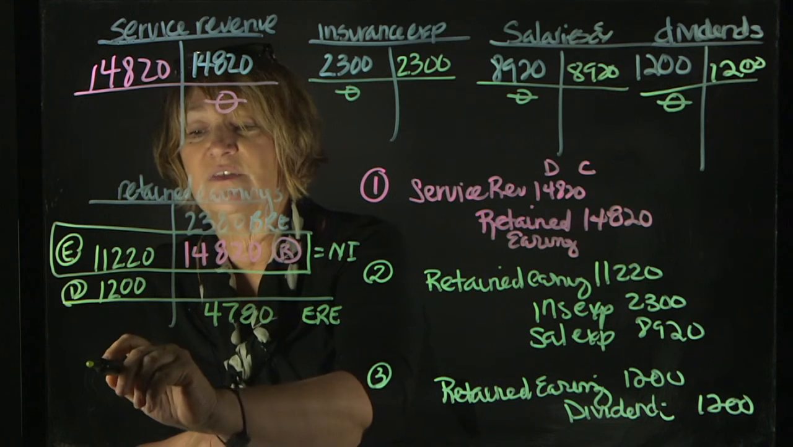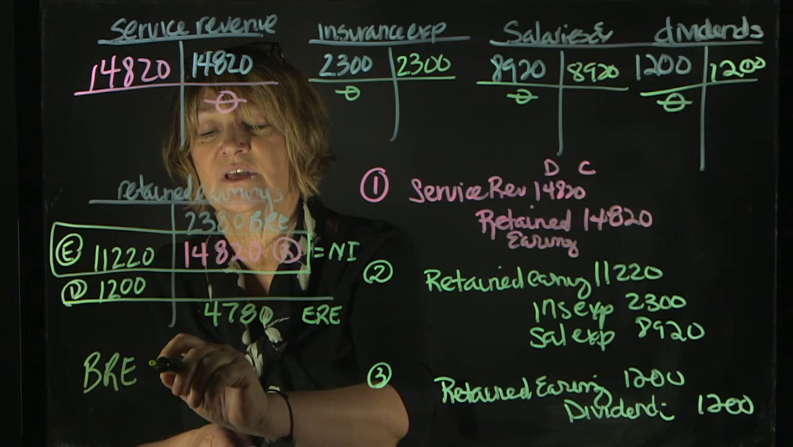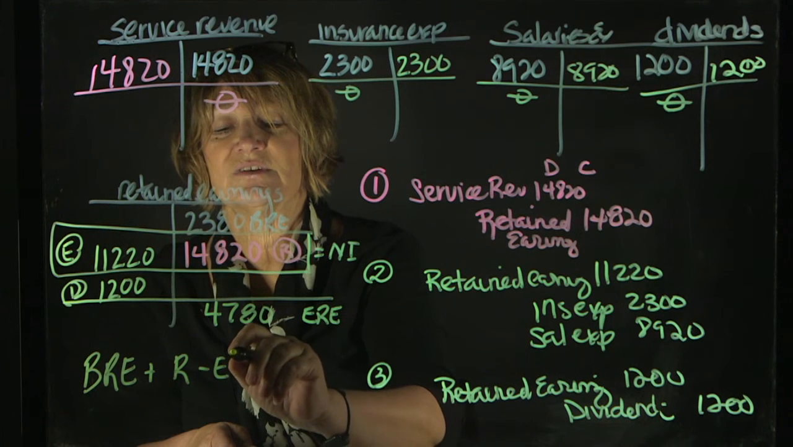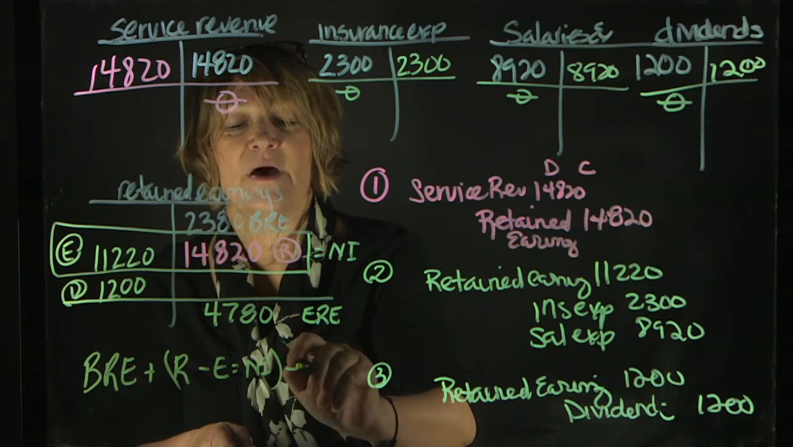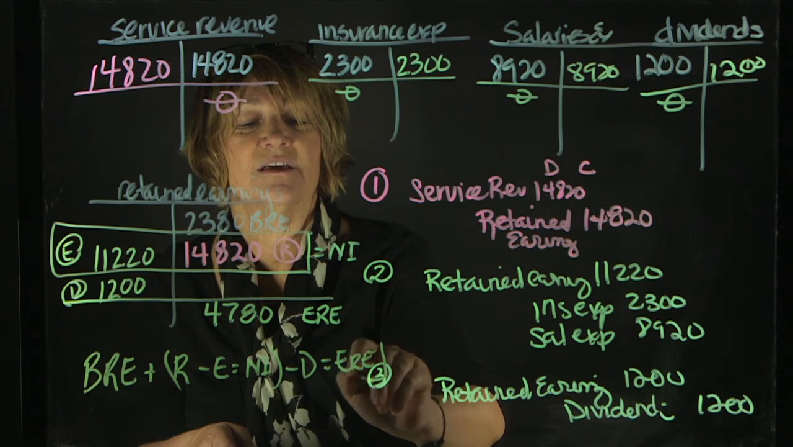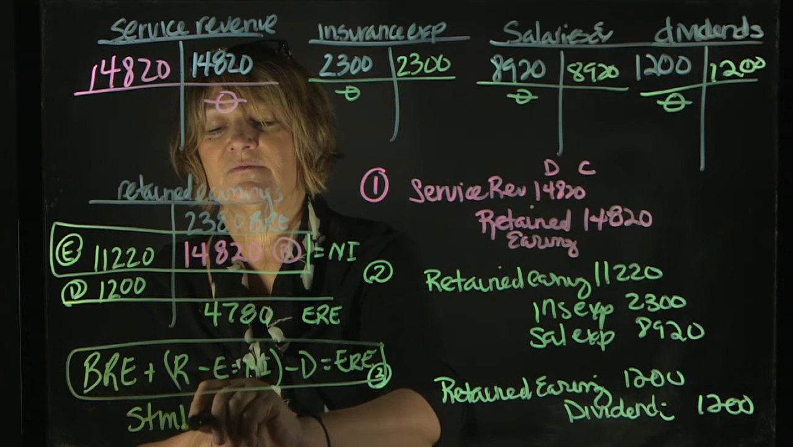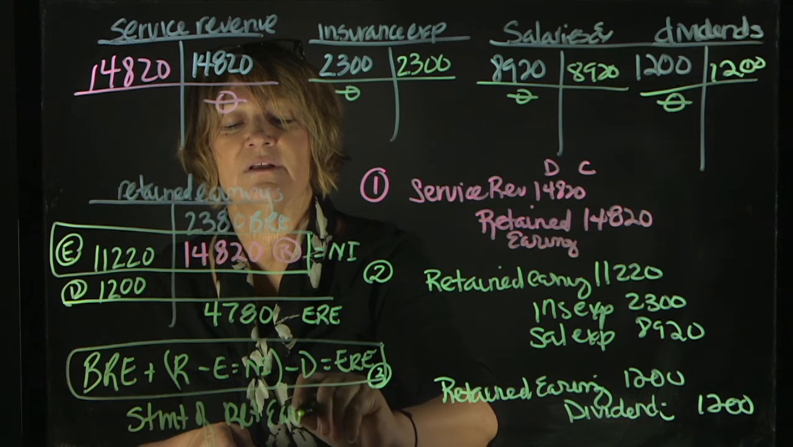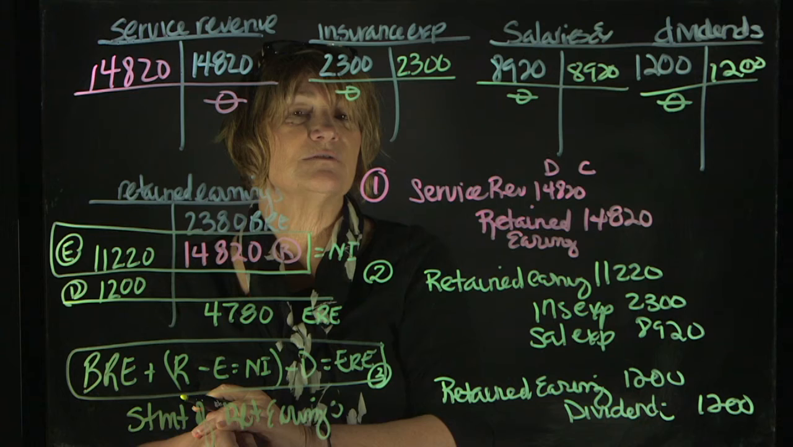Okay? So if we do that formula, which is the statement of retained earnings, beginning retained earnings plus revenue minus expenses, and we know that equals net income, minus dividends equals ending retained earnings. If we go back to that formula for the statement of retained earnings, what we're doing is we're permanently moving those to the retained earnings account.